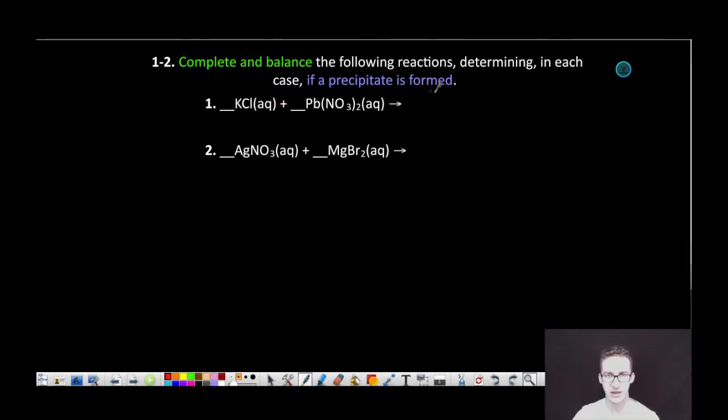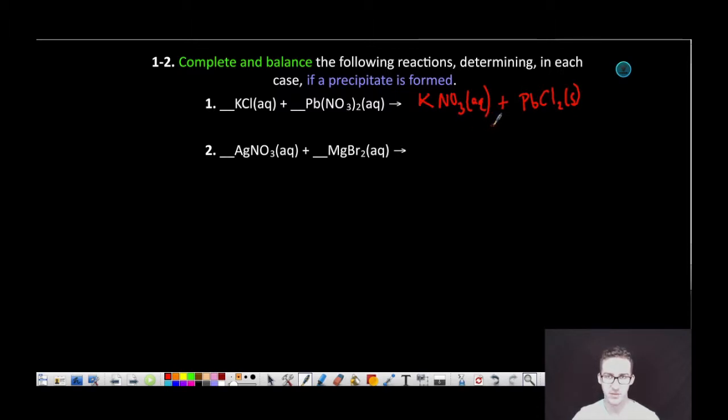So if we switch our ions here, we're going to form potassium nitrate, aqueous, and lead 2 chloride, PbCl2. Now, how did I know that the potassium nitrate was aqueous and the lead 2 chloride was a solid precipitate and not the other way around? It comes down to those solubility rules. We'll take a look at them in class, but it's important that you start practicing them now.